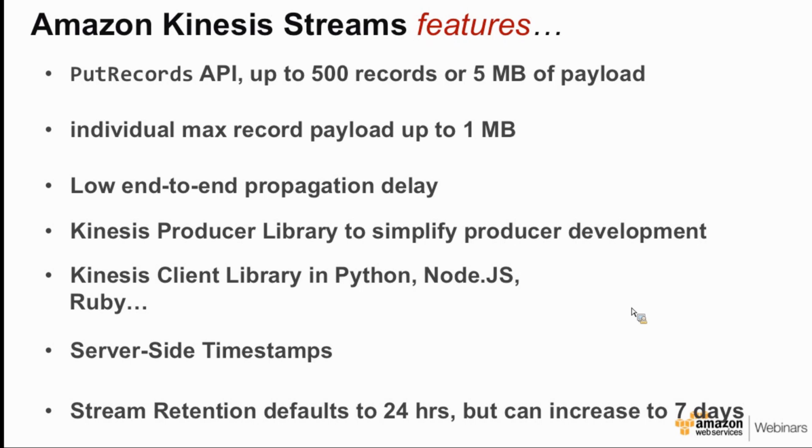The Kinesis producer library simplifies producer development. That's available in a variety of languages: Python, Node.js, Ruby, and others. There's the provision of server-side timestamps to help with tracking of the history of data. And then, although the data is streaming through, there is a retention or persistence of the records. It defaults to 24 hours, but you have the option to increase that to 7 days if you like.